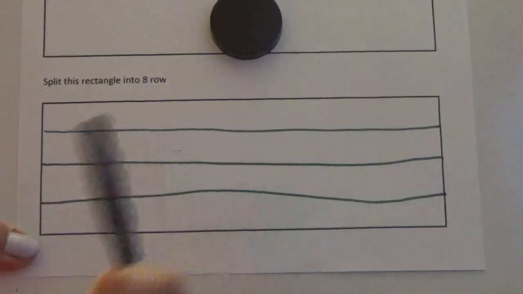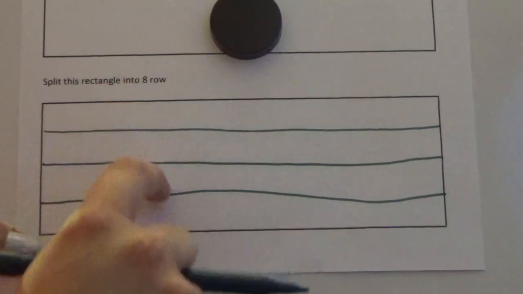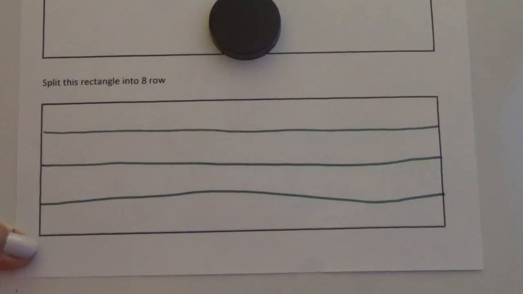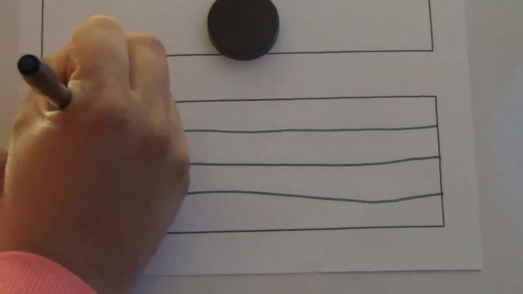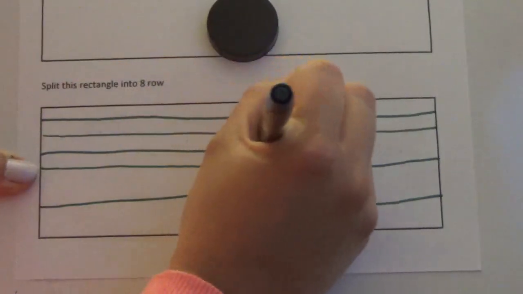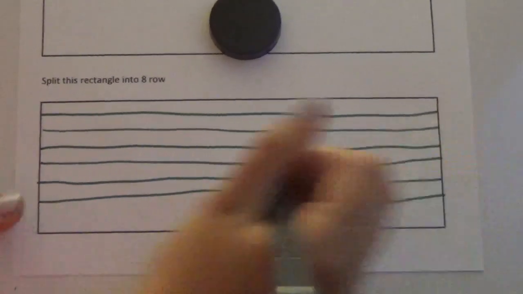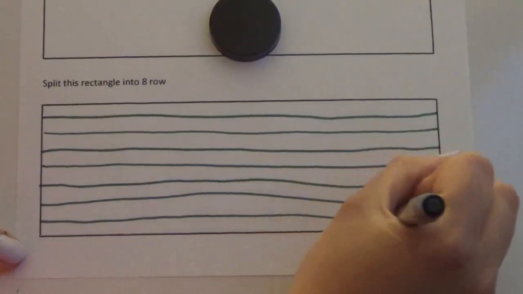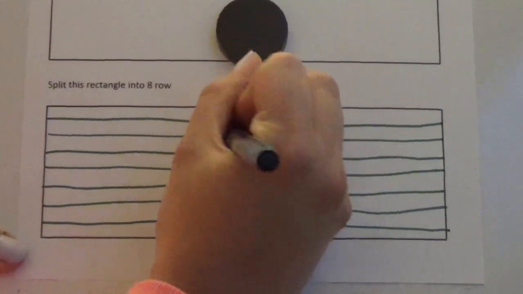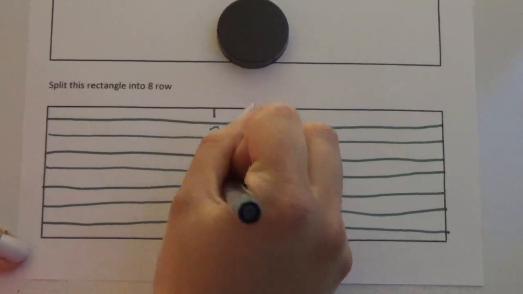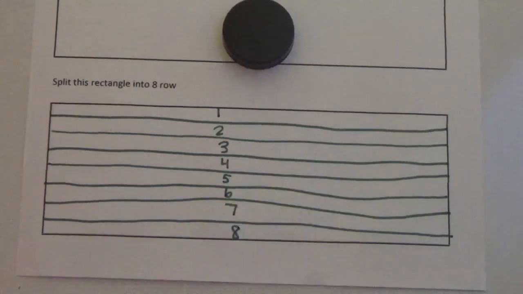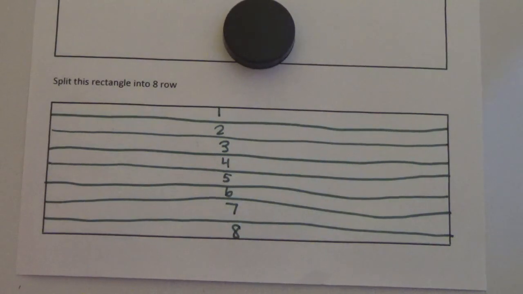Awesome, not the straightest line. And now I have 4 equal parts, relatively equal. Now I'm going to take each of these parts and divide them in half by drawing a line right in the middle of each part. So now I have 1, 2, 3, 4, 5, 6, 7, 8 rows. I partitioned or split or divided this rectangle into 8 rows.